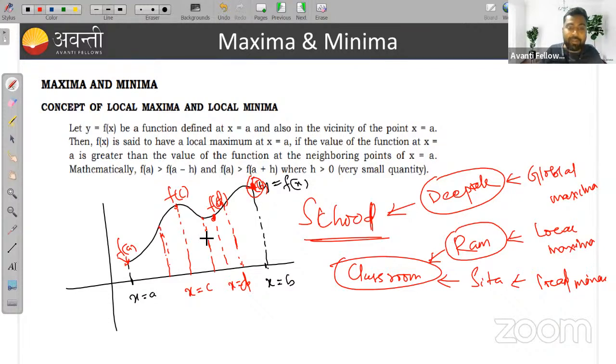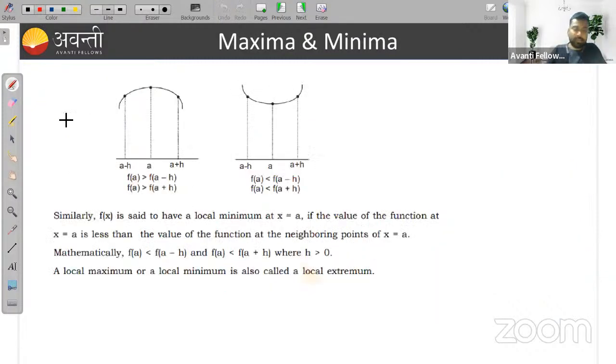And in the locality of x is equal to c, f of c is maximum. That's why f of c is called local maxima. And in the locality of x is equal to d, f of d is minimum. That's why f of d is called local minimum. I hope this is clear to all of you. Let's move.